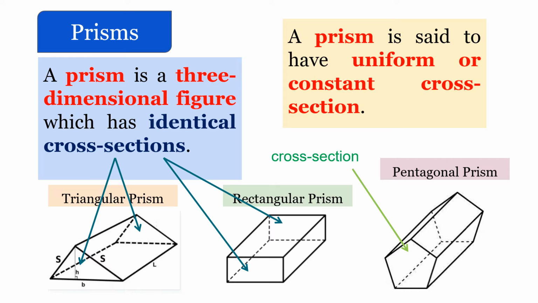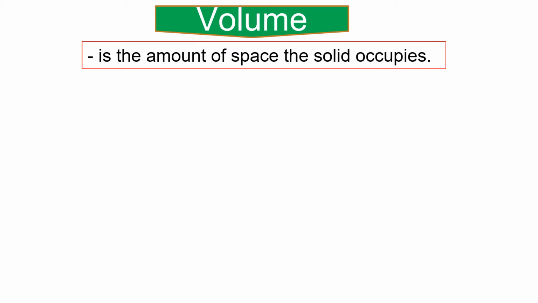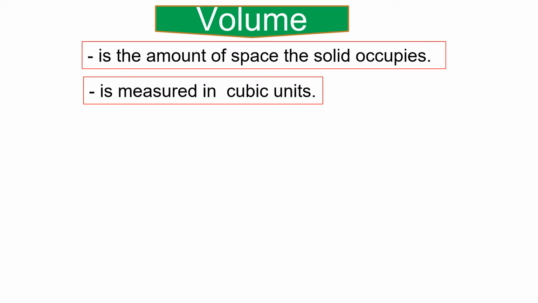So a prism is said to have uniform or constant cross-section. As you can see here, if we are going to cut this prism vertically, we have the same or uniform cross-section. So what is a volume? A volume is the amount of space the solid occupies. It is measured in cubic units. And always in symbol, it is to the third power.